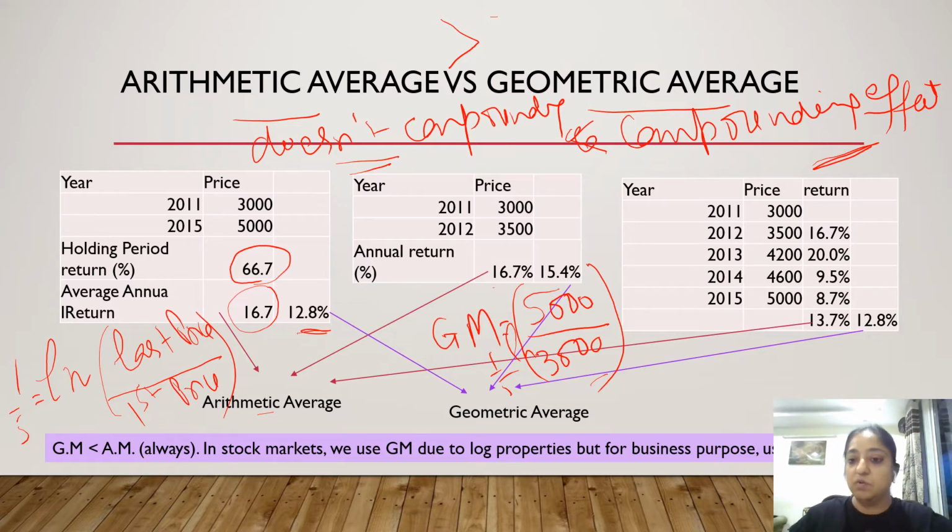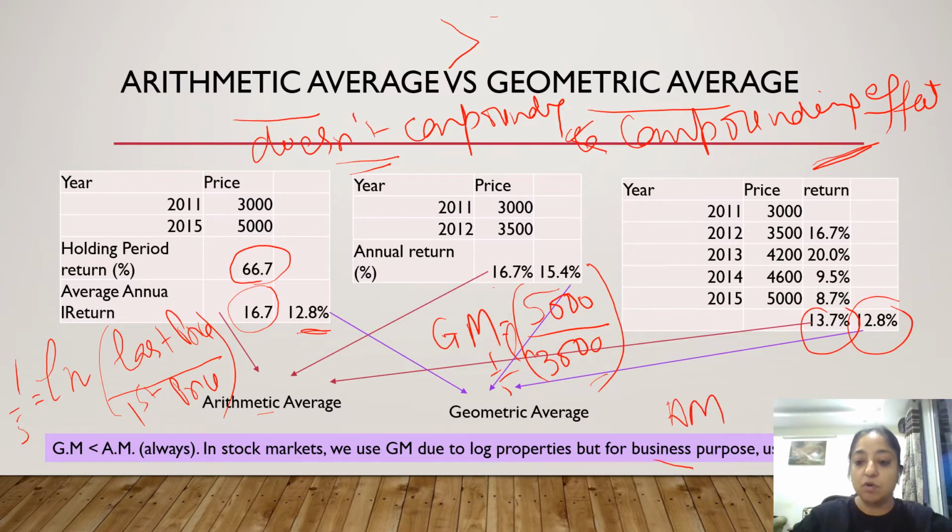Let's talk about here also. Same thing. Even if there is no gap in between the years, the geometric average and the arithmetic average are going to give me different answers. Now, what do I use in the company? When we are talking from the business perspective, from the accounting perspective, we will prefer arithmetic average.